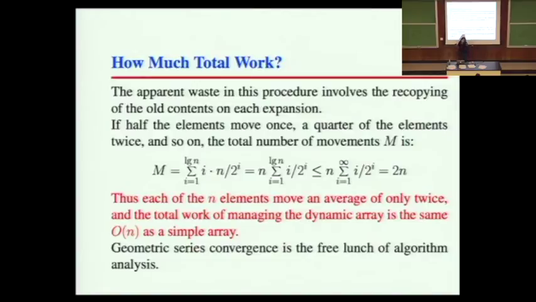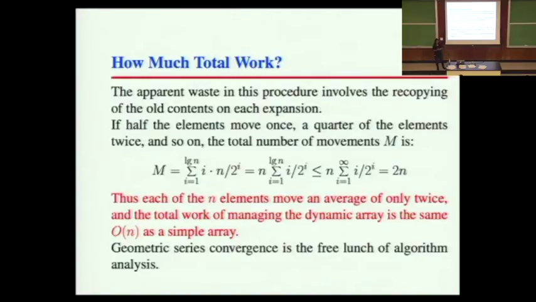One way to at least believe it, and not prove it, is that i grows very slowly, while 2 to the i grows really fast. So 1 over 2 to the i is really small. Even if you multiply i to it and add it up, you still get a 2 in the end. And I'm just hand-waving. As long as you somewhat believe that the total work I did in this array doubling is twice what I would normally do if I had an array of size n, that's enough to understand what a dynamic array does.